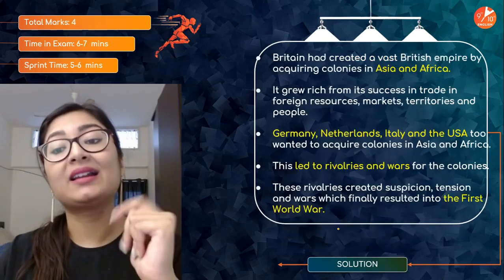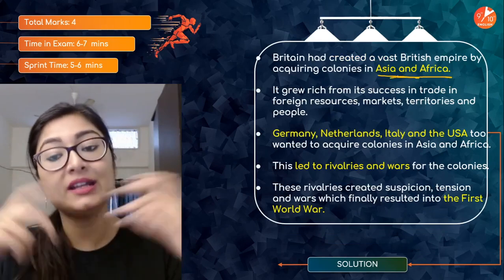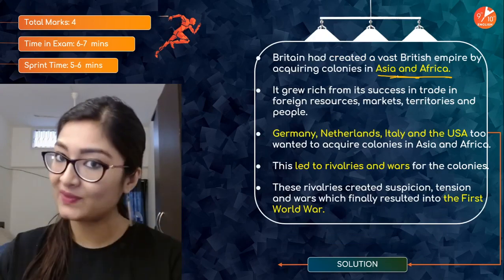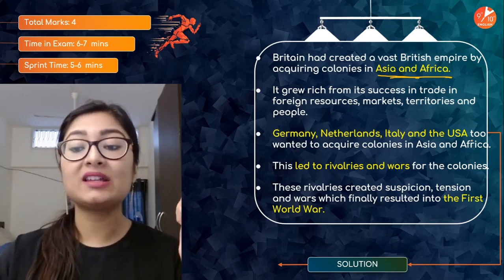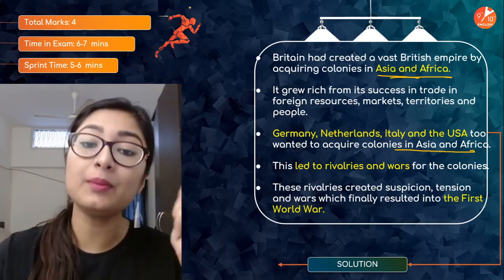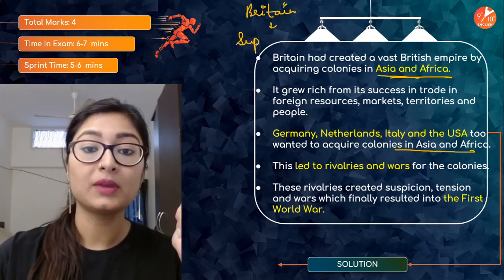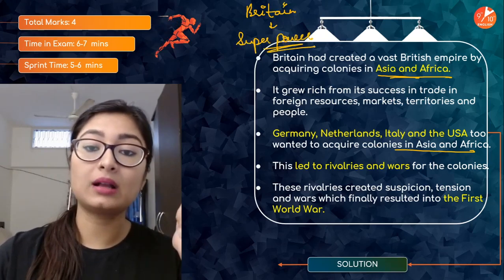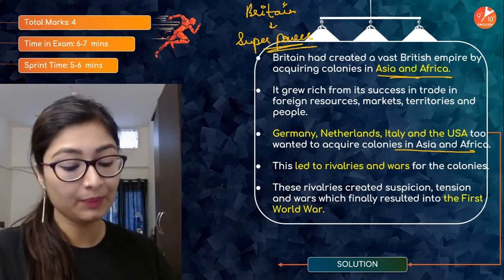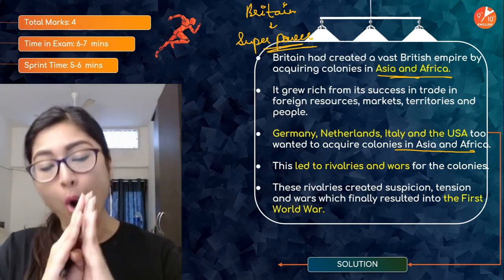Now Britain had created a vast British Empire by acquiring colonies in Asia and Africa. It grew rich from its success in trade, in foreign resources, markets, territories, and people. We have seen that in India. Germany, Netherlands, Italy, and USA too wanted to acquire colonies in Asia and Africa, but Britain had started earlier. So Britain, Bacha, at this time, was actually a superpower. It's still a very strong country, but now Russia and America are considered the superpowers of the world. However, Britain at that time was ruling over and beyond all the nations.